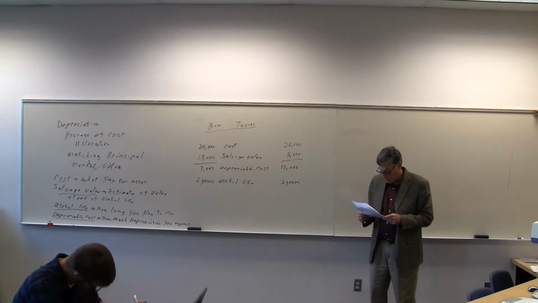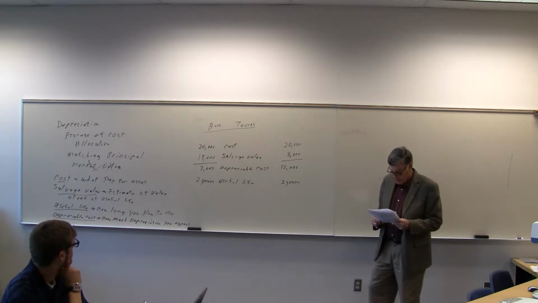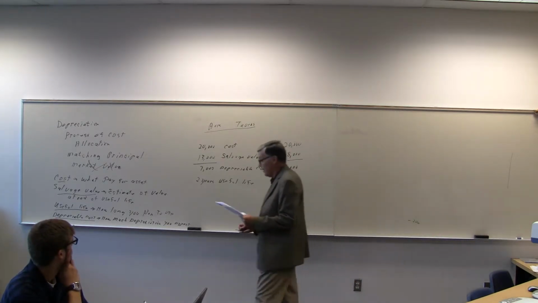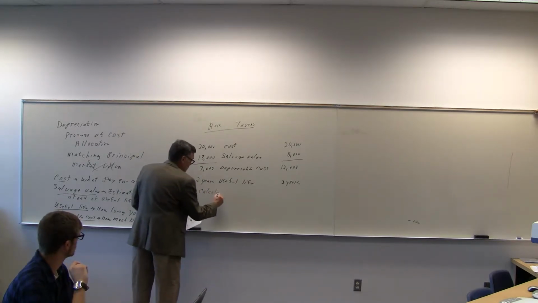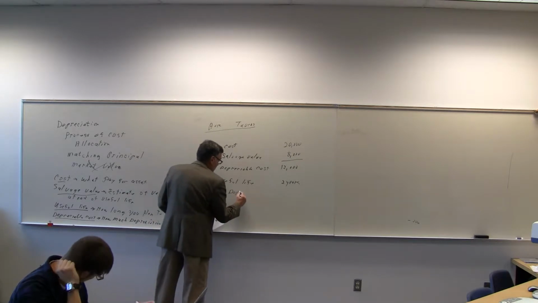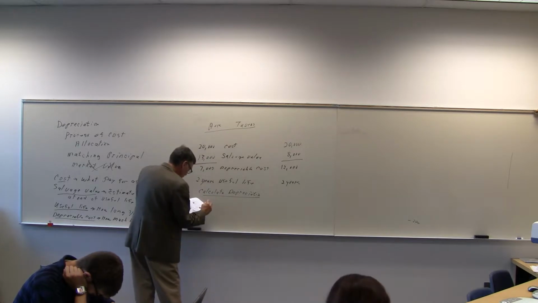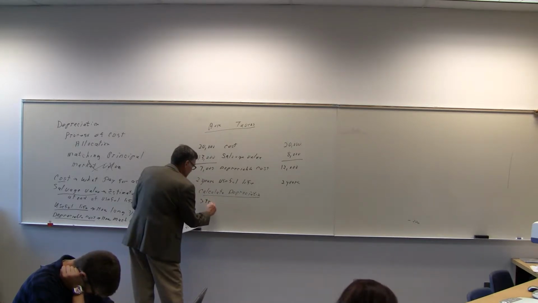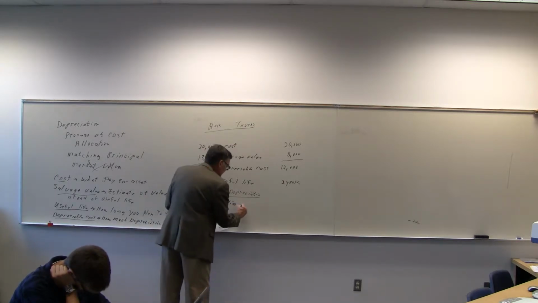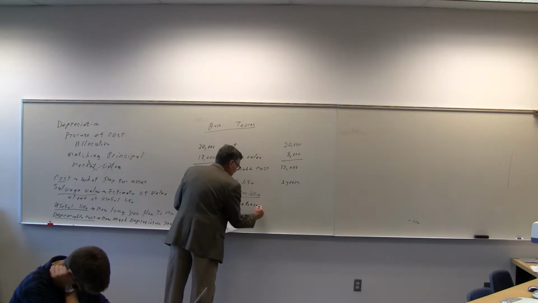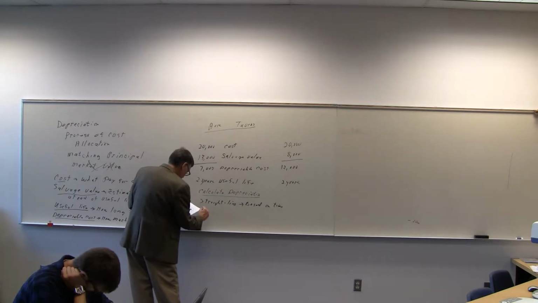Okay. All right. So, how do you anticipate the depreciation? Well, we're going to calculate depreciation in 3 different ways. We're going to use the straight line method. And the straight line method is based on time. We're going to use the units of production.